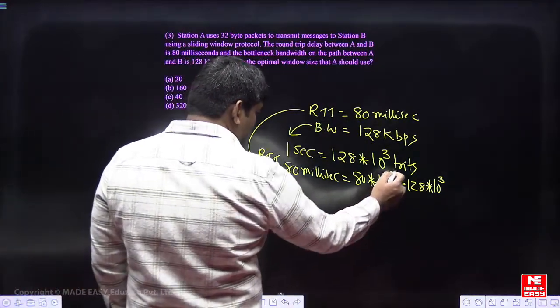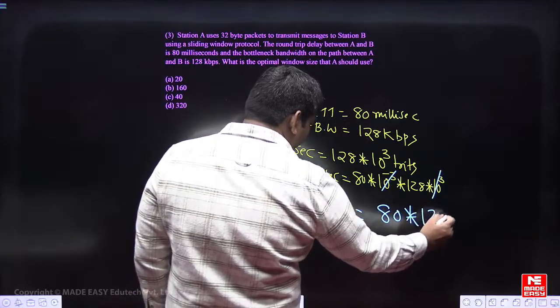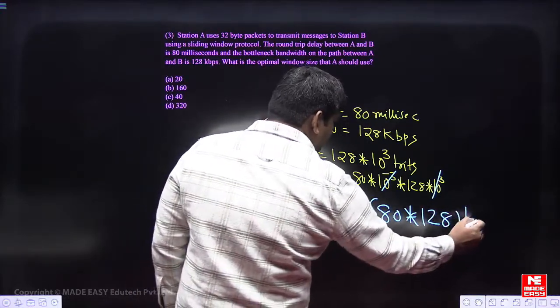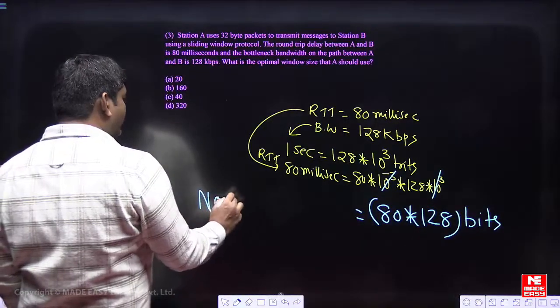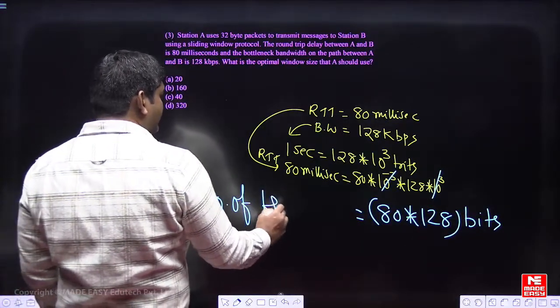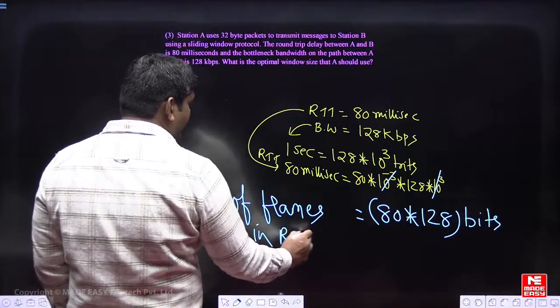So this 10 power minus 3 and 10 power 3 will cancel. So 80 into 128, these many bits you can transmit in the round trip time. But here we want to find out the window size, that means how many packets or frames you can transmit in a round trip time.